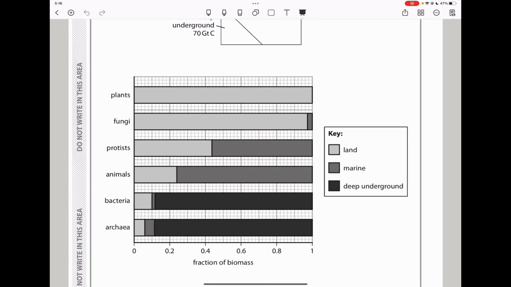When we look at the graph here, we can see most plants are found on land. Actually, it shows that all plants are found on land. There is nothing for the deep sea or marine. And then the fungi, we can see the highest percentage of the fungi is on land. A little bit is going to be in the marine. For the protists, we can see that most of them are actually found in marine, while some of them are also found on land. We can see for the animals, the highest percentage is in marine. Bacteria, most of them are deep underground. And then for archaea, most of them are deep underground as well.